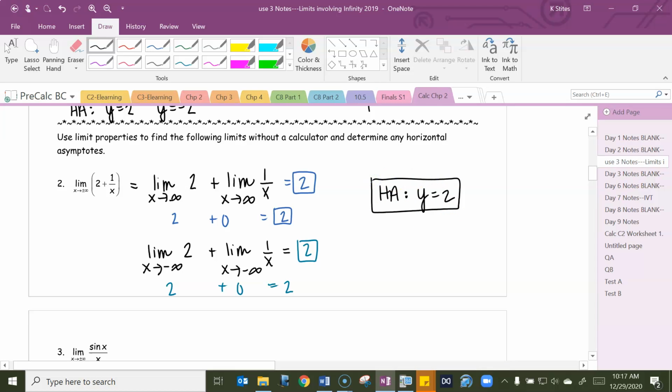Okay, and again, that makes sense because we're taking the reciprocal function and basically shifting it up 2. So since our horizontal asymptote was at y equals 0 before, now it makes sense it would be at y equals 2.